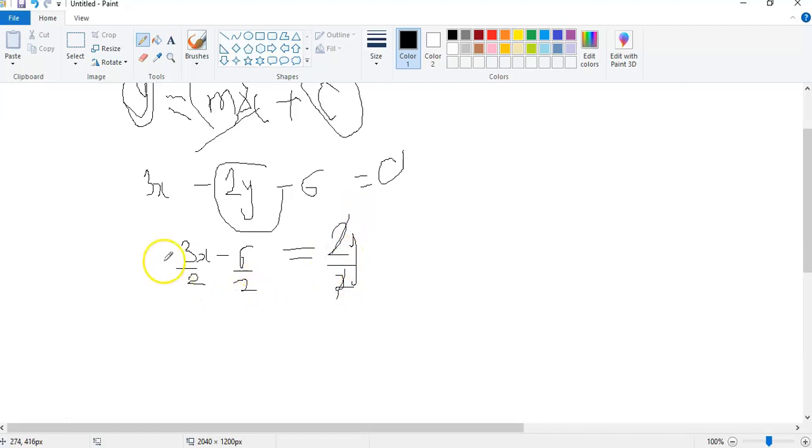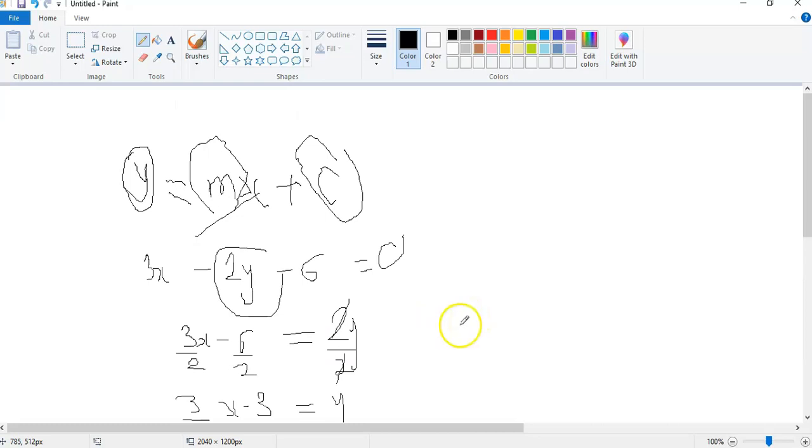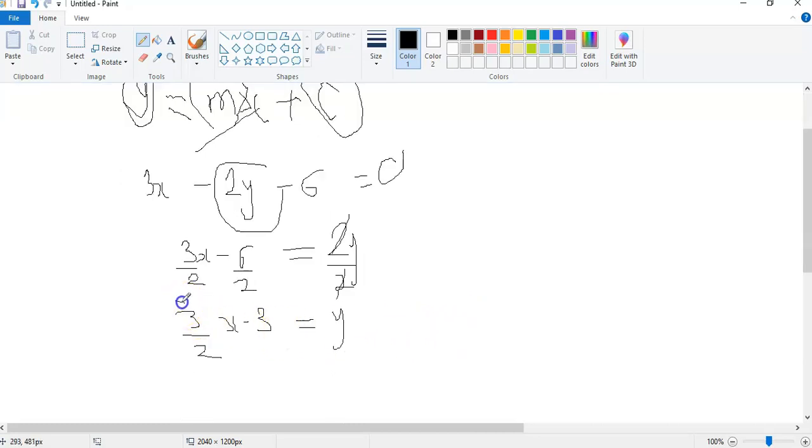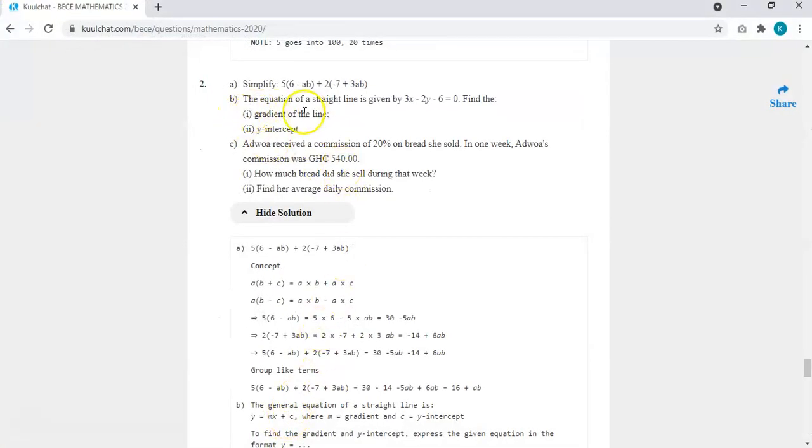Now you get 3 over 2x, negative 6 divided by 2 is negative 3, is equal to your y. Now you can compare this to your expression. You can see that the number multiplying your x is 3 over 2. So our gradient is going to be 3 over 2, and our y-intercept is negative 3. So that is the solution for this part.